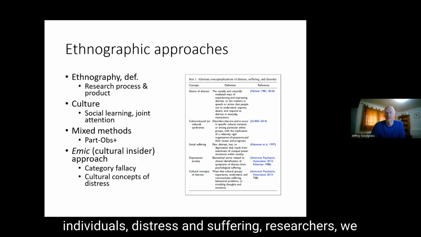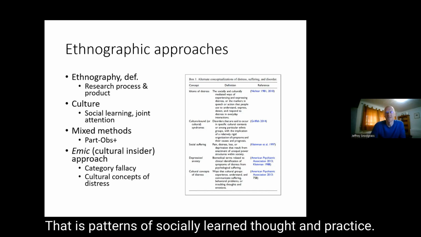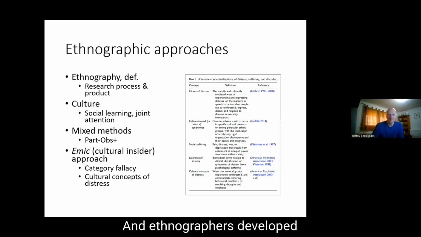Methodologically, this means that to fully explain human behavior and experience in a specific setting, including individuals' distress and suffering, researchers would need to understand what we might call local culture. That is, patterns of socially learned thought and practice. And ethnographers develop methods to do exactly that.